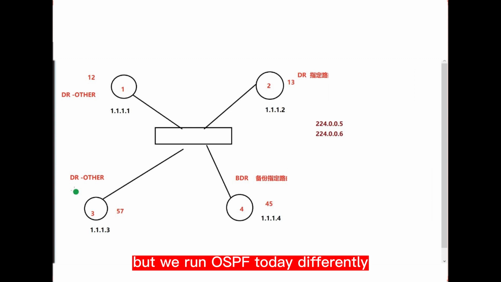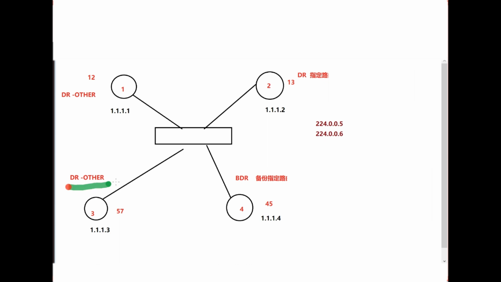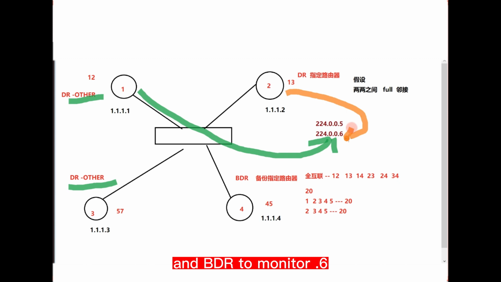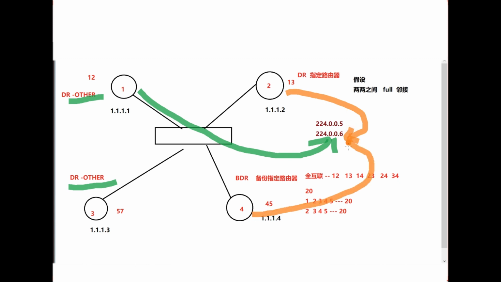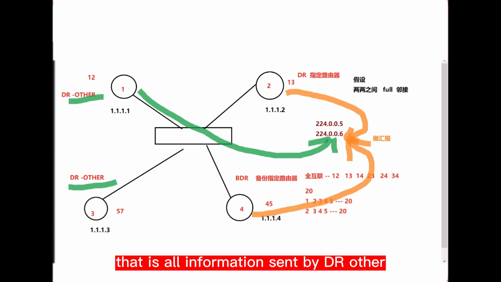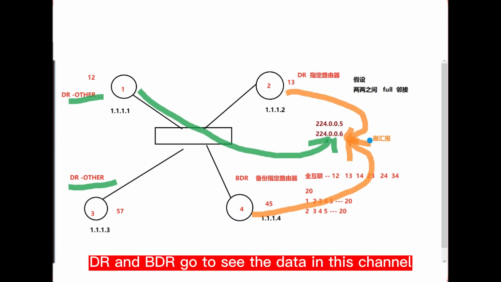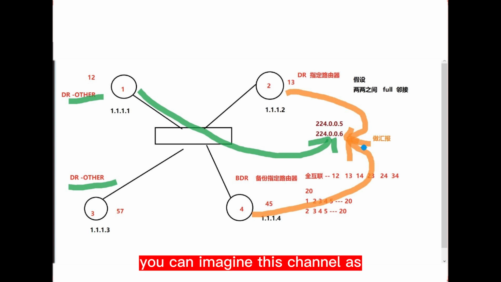But we run OSPF differently today. They will be different roles listening to different channels. All future DR other updates will be sent to .6. DR and BDR monitor .6. Now the yellow line is listening and the green line is sending. DR and BDR monitor. That is, all information sent by DR other is sent to this multicast channel. DR and BDR go to see the data in this channel. You can imagine this channel as DR other reporting to the DR.